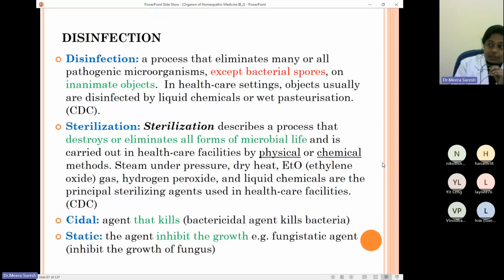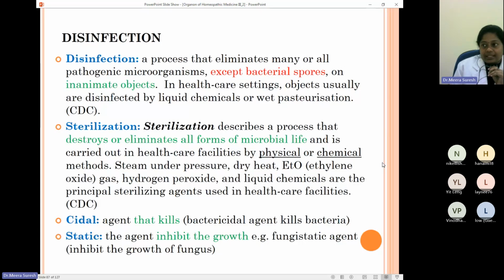Now, from your knowledge of microbiology, you already know the bacterial spores. They're very resistant. They have a very thick coat surrounding their body, and that helps them to survive most adverse situations. Even if it is too dry, too high a temperature, or there is no food, because of the spore coat around these spores, the bacterial spores are difficult to destroy. So in disinfection, we are not able to destroy those bacterial spores.